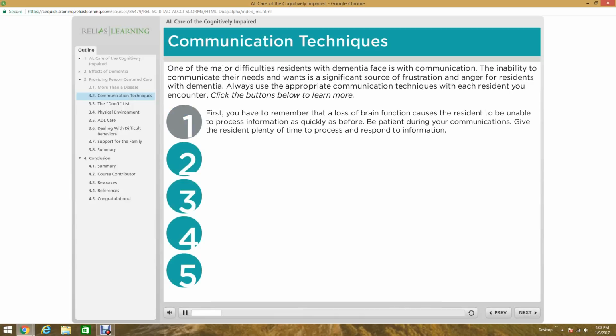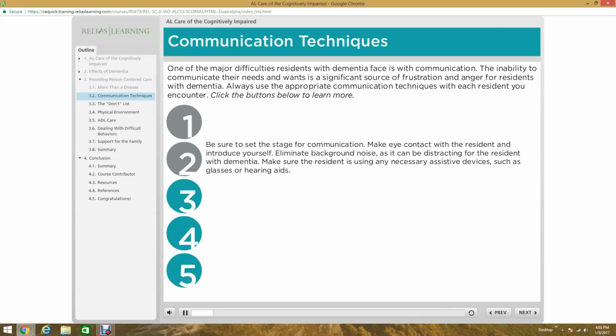First, you have to remember that a loss of brain function causes the resident to be unable to process information as quickly as before. Be patient during your communications. Give the resident plenty of time to process and respond to information. Be sure to set the stage for communication. Make eye contact with the resident and introduce yourself. Eliminate background noise, as it can be distracting for the resident with dementia. Make sure the resident is using any necessary assistive devices such as glasses or hearing aids.